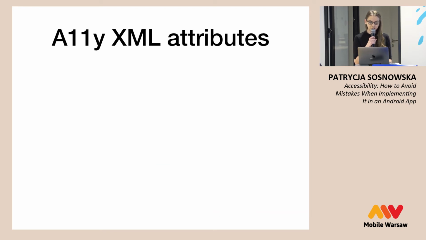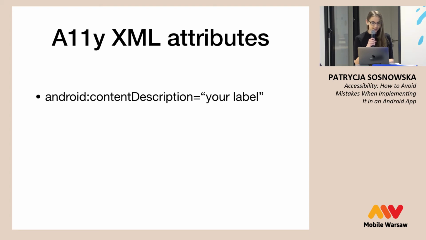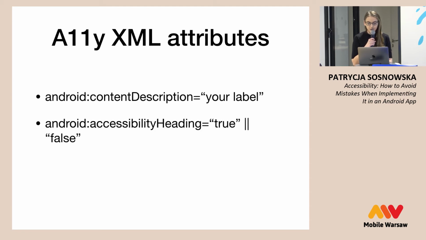Okay, first I want to quickly discuss XML attributes. In my opinion, it is good to use them. It is just one line of code, so we can achieve our goals with minimum effort. On the previous slides, I was talking about adding labels to a view. It is possible by adding the content description attribute. And as I mentioned before, it is possible to navigate TalkBack only by headings. And to make a view a heading, we can simply set android:accessibilityHeading equal to true.